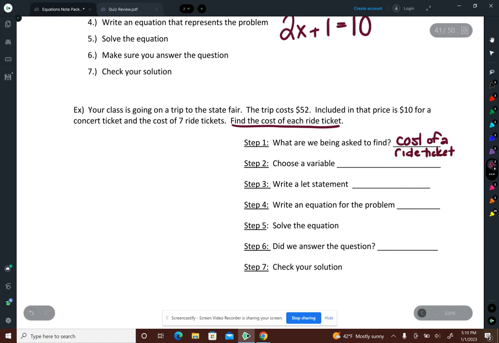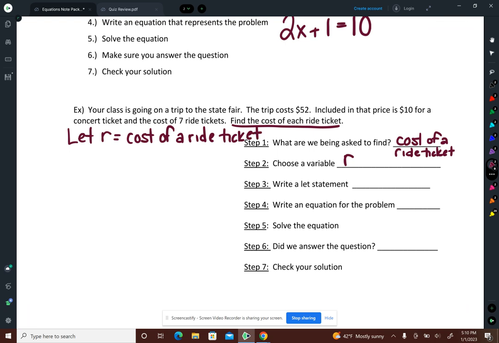And then I'm going to choose a variable and I'm going to write a let statement based on what it is that I'm trying to find. So because I'm trying to find the cost of a ride ticket, I'm going to use the variable or the letter R, which would stand for ride. And then I'm going to write a let statement. So that's just going to say let R equal cost of a ride ticket. Okay, so your let statement is basically always going to say whatever it is that you're trying to find. That's what your let statement says. So I'm trying to find the cost of a ride ticket, and my let statement says let R equal the cost of a ride ticket.